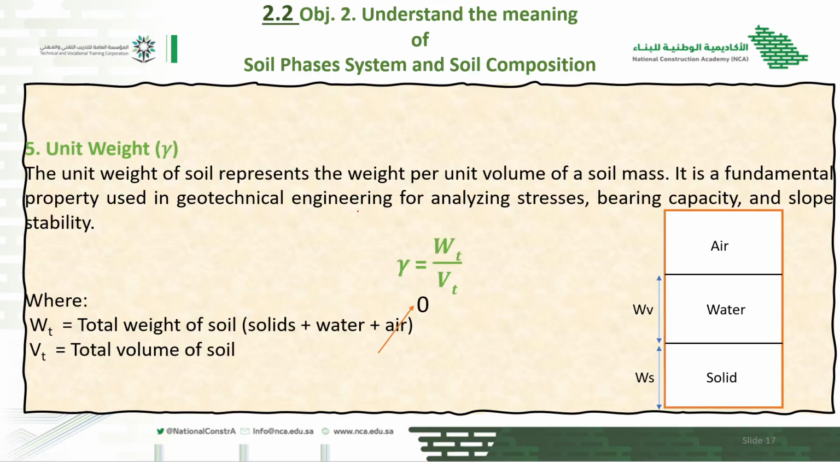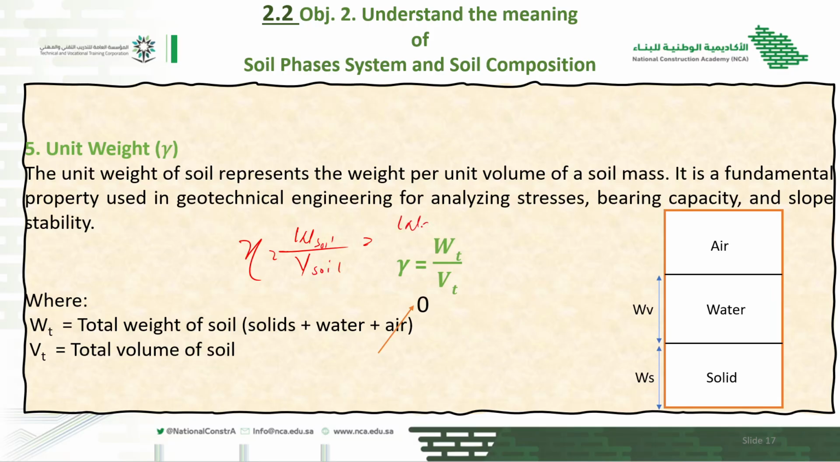The fifth one is unit weight. This we already discussed in the very first. Unit weight is represented by gamma. Gamma is weight divided by volume. So this is weight of soil divided by volume of soil.